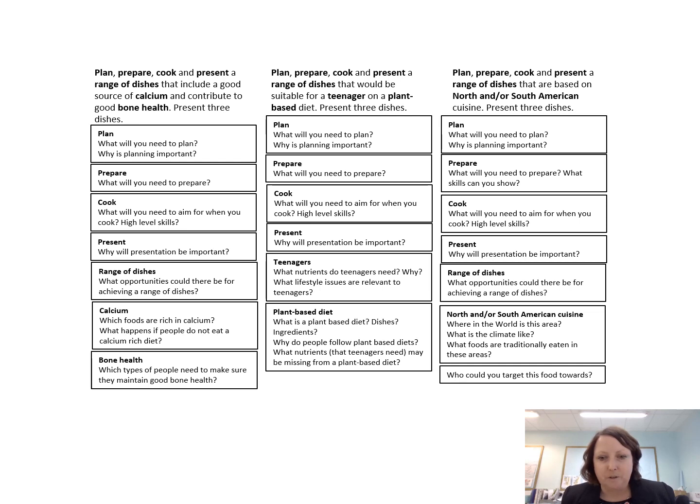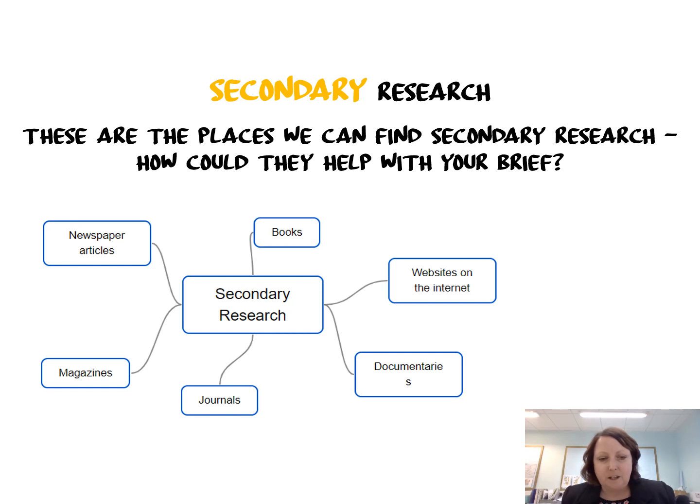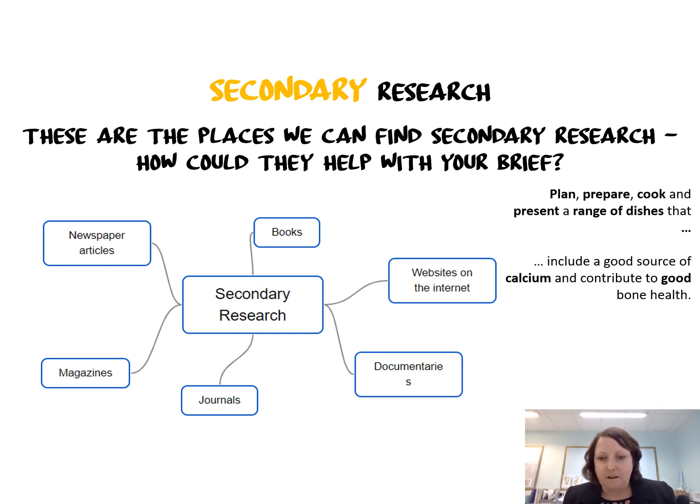The majority of you are looking at the last column, which is the North and South American cuisine. You then need to do some research, and the places you can look for secondary research are on the slide in front of you. So most of you will go straight to the internet, but there's nothing wrong with looking in recipe books or on newspaper articles. Some of you are talking about family connections, so you could look maybe at writing down some recipes from family members. That's all research, it all counts. You just need to present it nicely by writing it up.